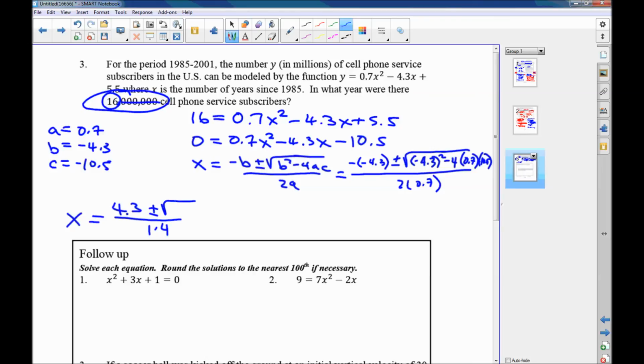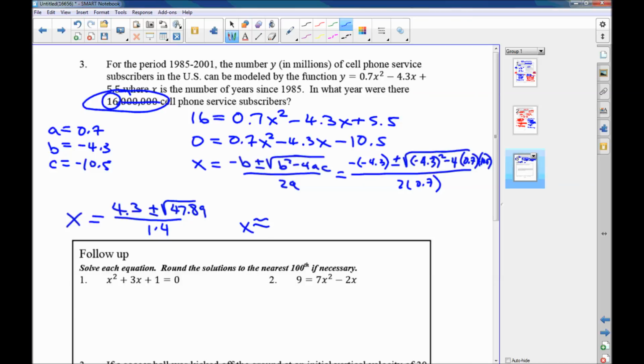Plus or minus the square root of, and I'm going to go ahead and work out that whole square root thing. So negative 4.3 squared minus 4 times 0.7 times negative 10.5. That's where we had to kind of squeeze it in there. And I got 47.89. Okay, so now we're going to type in our answers.